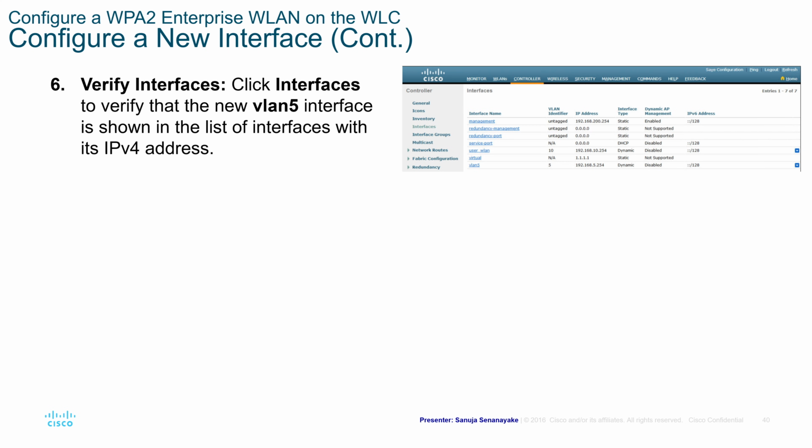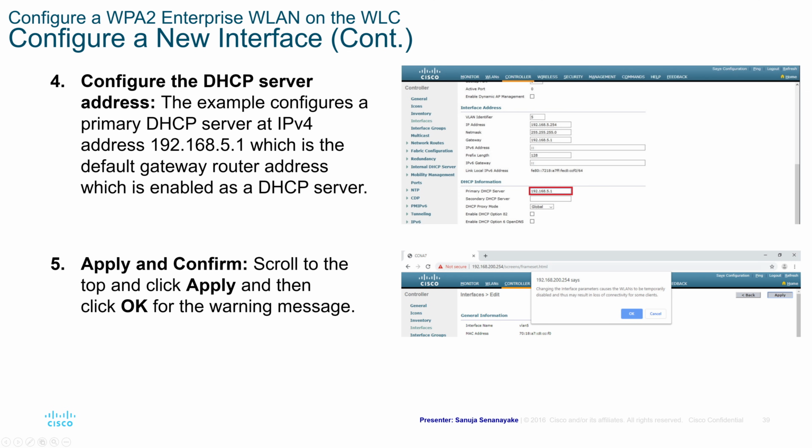Finally, we're going to verify the interfaces. To do that, again, within the Controller tab, click on Interfaces to verify that the new WLAN 5 interface is shown in the list of interfaces with its IPv4 address. So under the Controller tab, under Interfaces, you will have the list of interfaces such as the management interface, for example. But now you have that newly created interface, which is WLAN 5. If you want to edit WLAN 5 after creation, you can click on it. It will get you back to those edit pages where you can change some configuration settings the same way we have done right here.